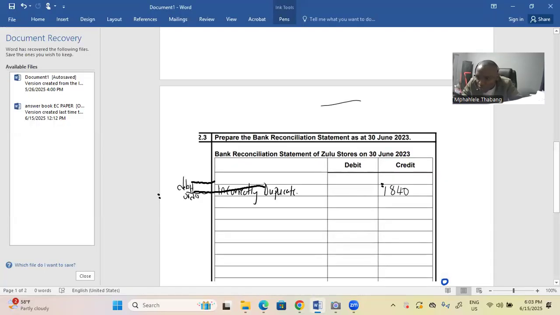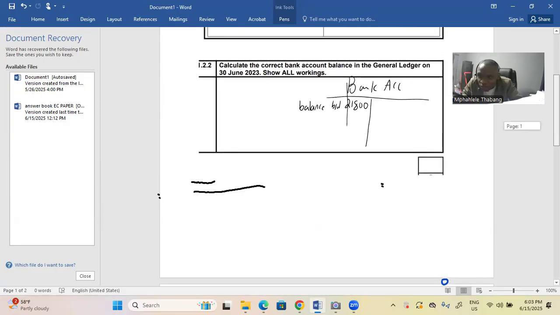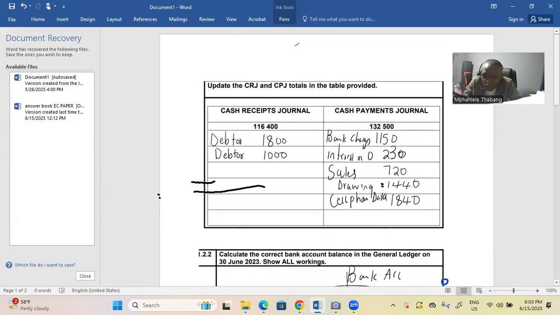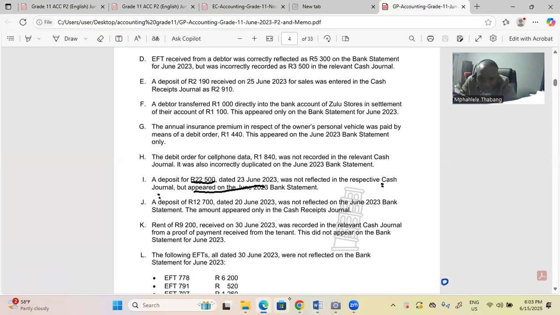So I have to go to the cash receipt journal and update it with 22,500, if I remember the figure very well. Yes, I'm going to record here 22,500. That was a deposit made. They did not tell me what the deposit was for, whether it was from a debtor, a rent deposit, or because we sold. I don't know what the deposit is for. But we know that the cash receipt journal must increase by 22,500. It was missing in the CRJ. We put it in the CRJ. 22,500. Did I record it correctly? Yes.